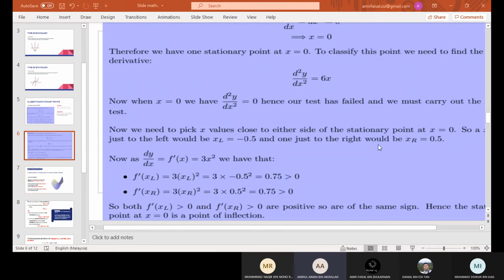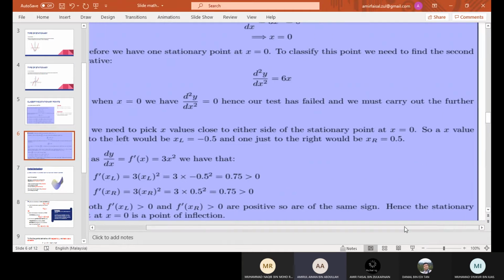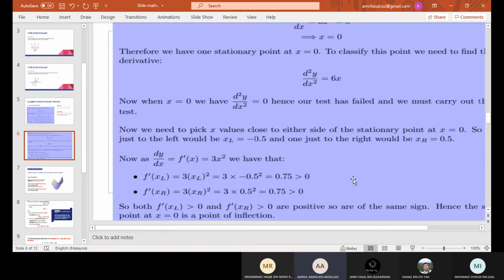Second test ni, okay, kita dah dapat nilai dia tu kosong kan. Masukkan nilai kosong tu dapat jadi kosong. Kita kena ambil nilai yang terdekat di kiri dan kanan. Maksudnya kalau kat graf tu kosong, sebelah dia negatif 0.5, sebelah kanan 0.5. Masukkan dekat function yang pertama 3x kuasa 2 tu, sebab tengok formula tu, derivative yang pertama masuk kat situ. Ikut soalan ni jawapannya dua-dua simbol sama, lebih besar daripada kosong. Graf dia adalah inflation stationary point.